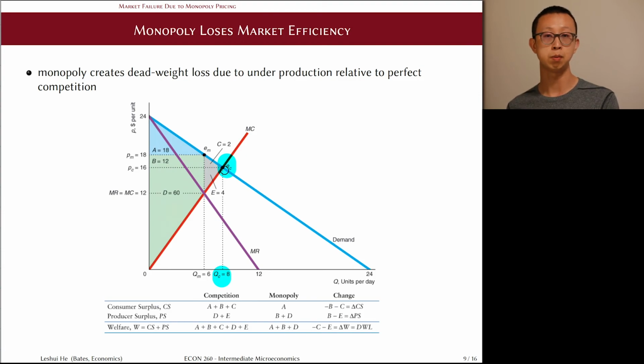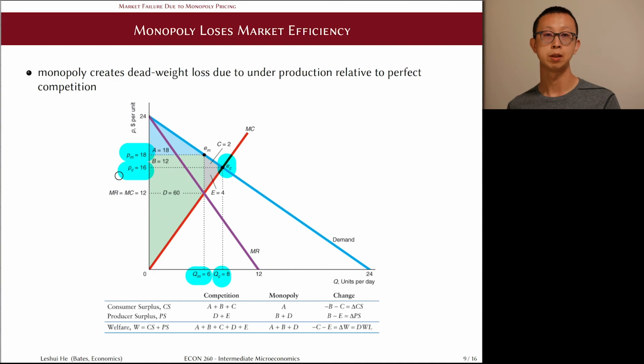But under monopoly, the firm will choose a lower quantity, QM, where the marginal revenue under monopoly is equal to the marginal cost. Given this lower output level, the price at PM, which is 18 units, is higher than the competitive level of $16.